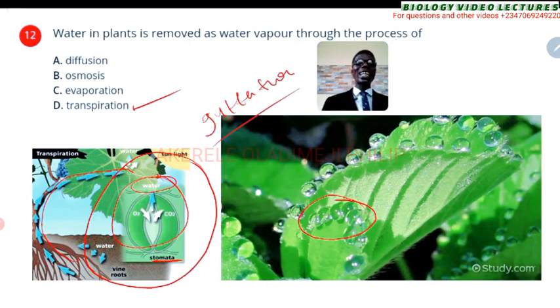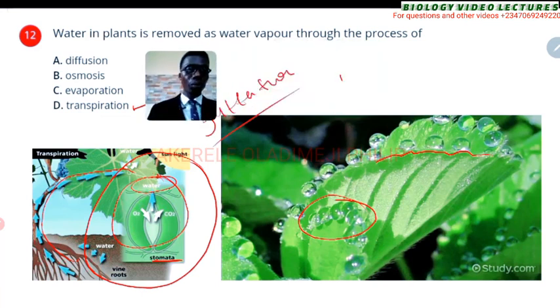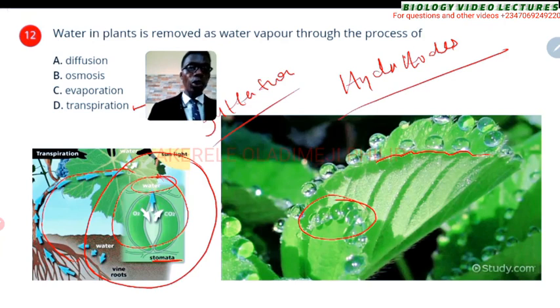The water is coming out through the edges of the leaf through a structure called hydatodes. Hydatodes. All right. So the hydatode is the structure through which guttation takes place, while the stomata is the structure through which transpiration takes place. So they are not the same, please. All right.